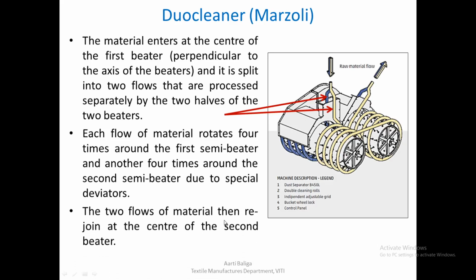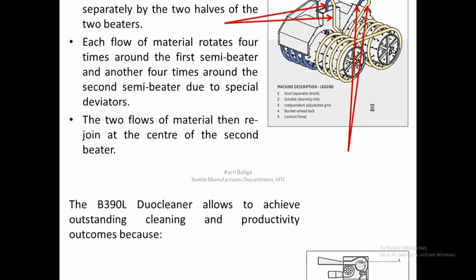The two flows of material then rejoin at the center of the second beater. Once it spirals around the first beater 4 turns on either side for each split flow, it will go to the second beater. It will finish its next 4 rounds each, and together they will join here when they come out of the machine. So this is how the flows join, and then they are passed on to the next machine.